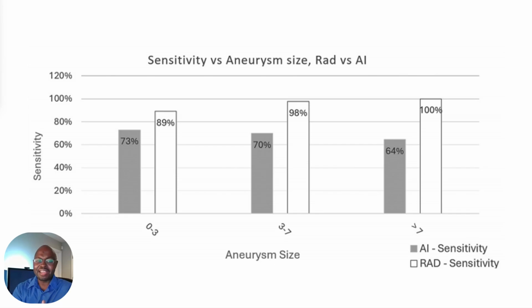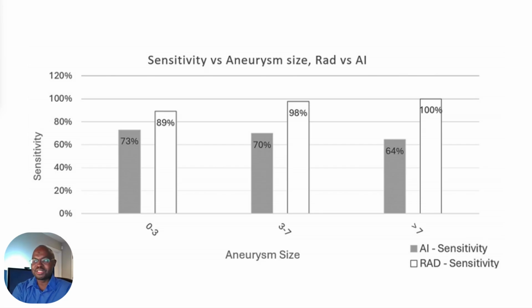On the other hand, with AI Doc, the iteration of tool that we used wasn't designed to detect aneurysms less than 3 millimeter, but AI did detect about 73% of aneurysms that were this size within our cohort. But what we also noted was by the time we went to 3 to 7 millimeter aneurysm, their detection rate was 70%. And by the time we got to aneurysms greater than 7 millimeter, their detection rate was 64%, which is almost like an inverse trend compared to radiology. One of the things that could explain this is that the larger aneurysms within our cohort, a lot of them were ruptured.